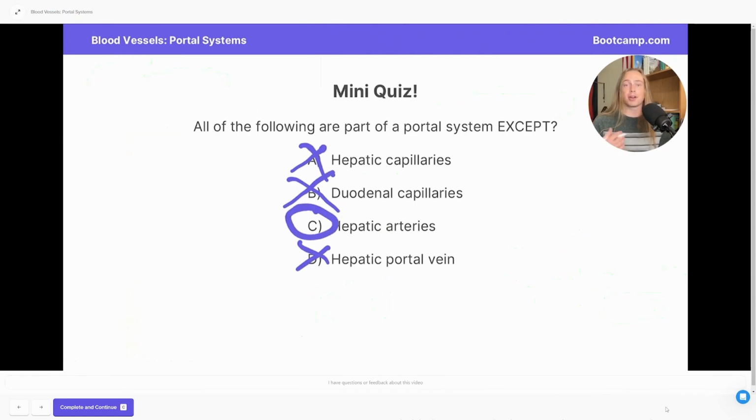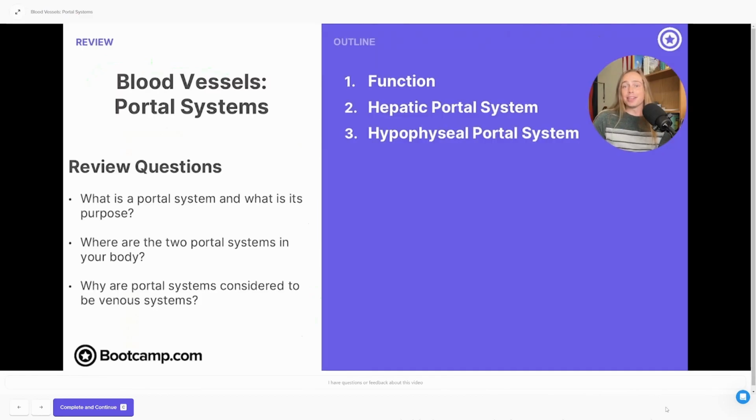Hepatic arteries are not part of a portal system because they're not involved in shunting blood from one capillary to another. Now that we've finished our quiz, let's go ahead and do a few review questions to see what you learned today. First, what is a portal system and what is its purpose? Second, where are the two portal systems in your body? And lastly, why are portal systems considered to be venous systems? If you can answer these questions, you're well on your way to success.